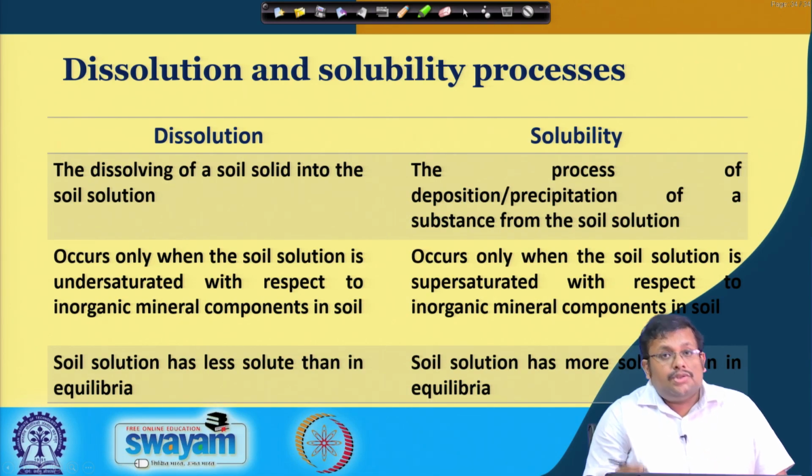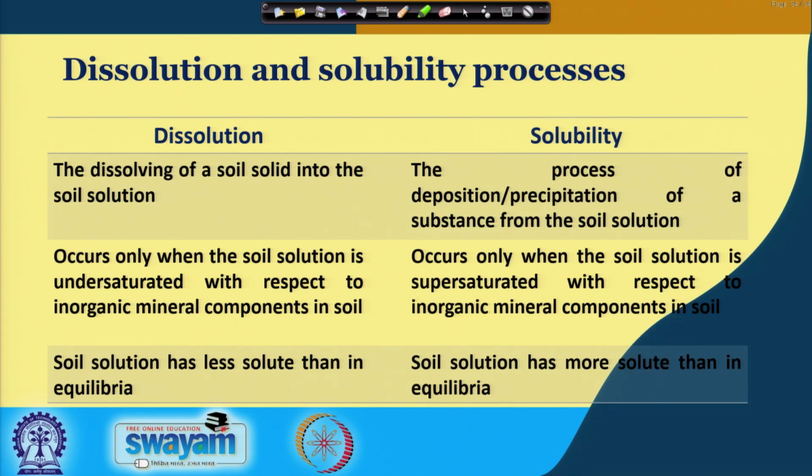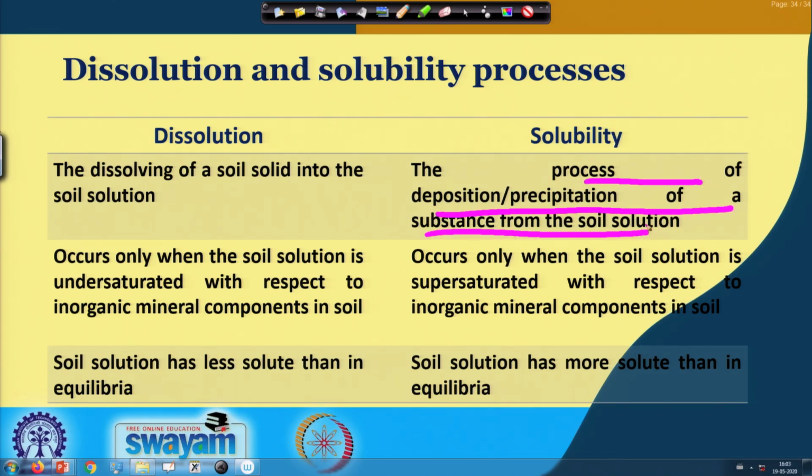So, another thing generally comes to our mind, what is the difference between dissolution and solubility processes. Now, there is a difference between these two terms. One, dissolution is basically dissolving of a solid into the soil solution, whereas solubility is the process of deposition or precipitation of a substance from the soil solution. So, again dissolving of a soil solid into the soil solution is known as the dissolution, whereas solubility is the process of deposition or precipitation of a substance from the soil solution.